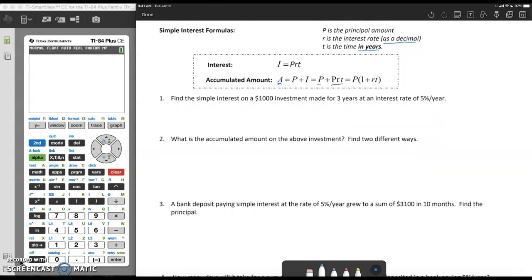Number 1 says find the simple interest. So we know we're doing simple and we know we are looking for the interest on a $1,000 investment made for 3 years at an interest rate of 5% per year.